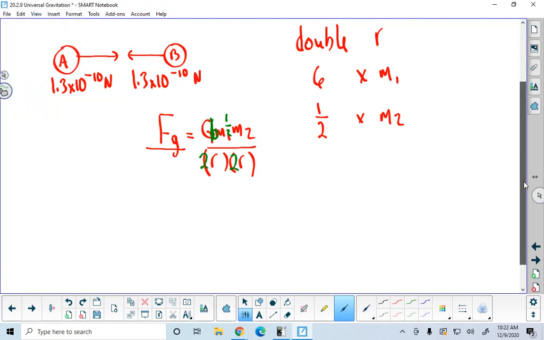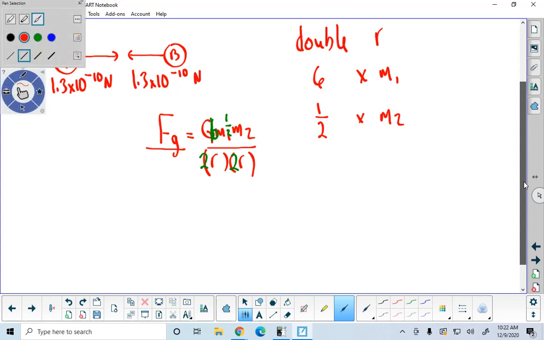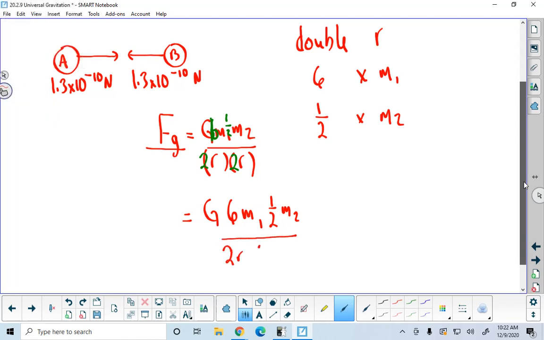I better rewrite that. What we end up with is the new gravitational force is G times 6m times 1/2 m over 2r, 2r. So what I'm doing is multiplying the top of that expression by 6, and I'm multiplying the top by a half, and I'm dividing the whole expression by 2, and I'm dividing the whole expression by 2, and that means that all of those things are going to happen to the force. There's really no work to be shown here, and I would never want an explanation in words.